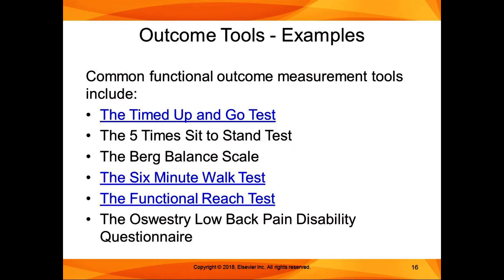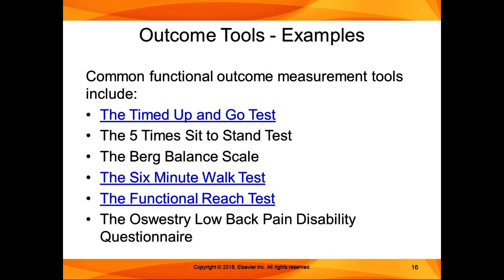So here are some examples of tools: the timed up and go test. You can look these up on the internet if you want to. The 5 times sit to stand test, Berg balance scale, the 6-minute walk test, functional reach test, the Oswestry low back pain disability questionnaire. So some functional outcome tools are things that are measured by the therapist. Some of them are patient reporting tools. So the Oswestry is an example of the patient reporting tools.